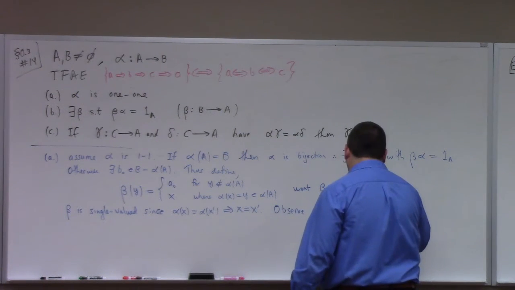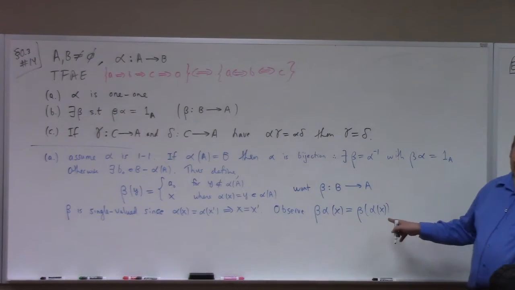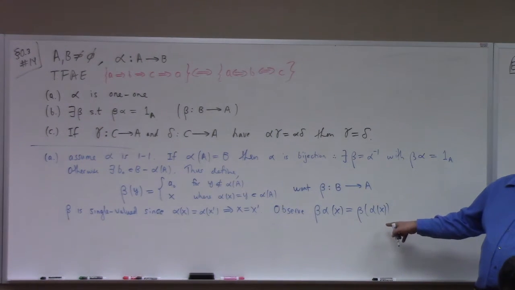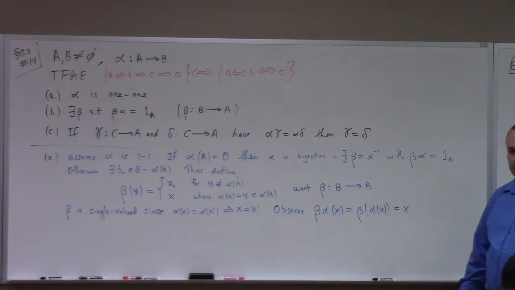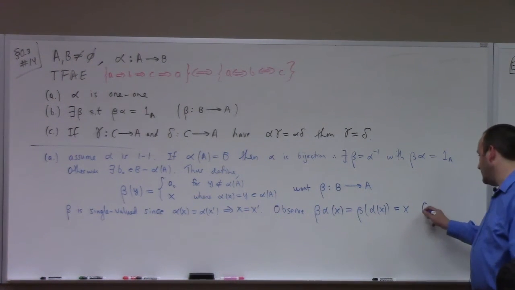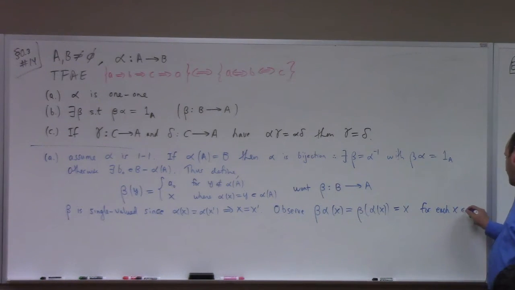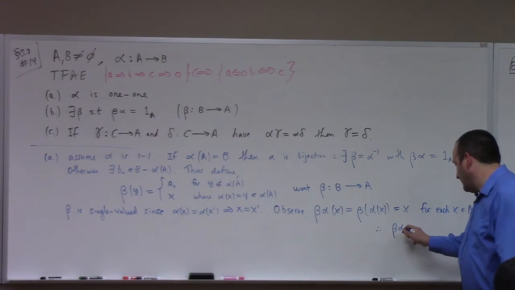What is beta of alpha of x? So this is y, right? Alpha of x is y. What's it mapped to? By construction, this is equal to x for each x in A. So therefore, beta alpha is 1A.